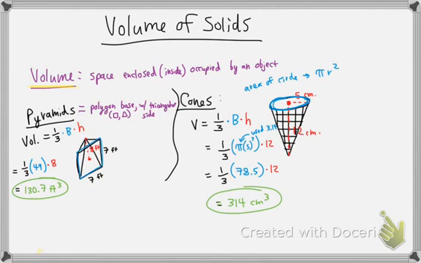So let me just double check here. I took the area of the base, so pi r squared. R was 5, so pi times 25, yep. Times the height of 12, yep. Times 1/3. That should be good, okay? So the next two formulas, the pyramids and the cones, those are going to be important for us, okay?